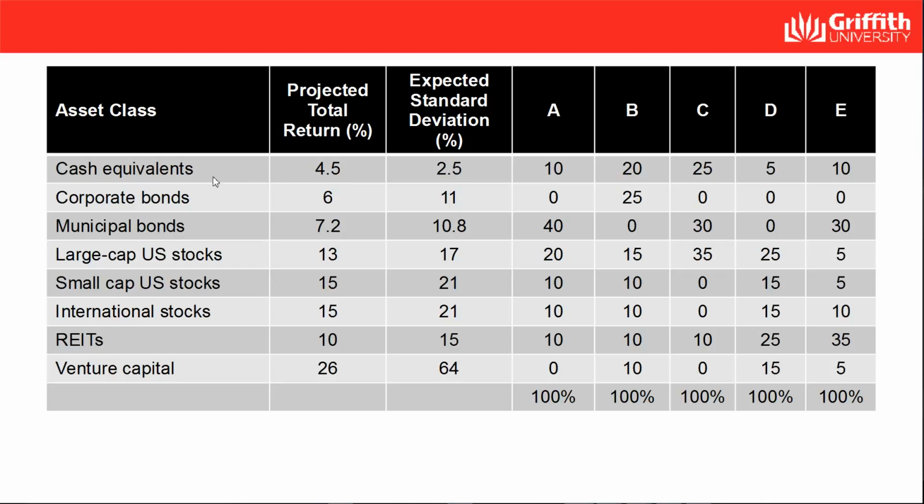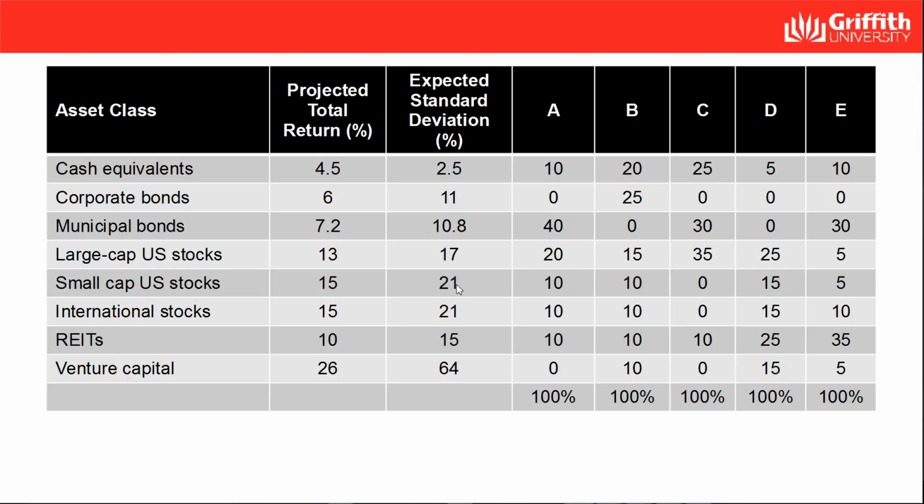Right, so we have cash equivalents. For example, projected total return is 4.5% and expected deviation is 2.5%. And as we go down the page, for the most part, we get a bit riskier to venture capital, which is 26% total return, but it has a 64% standard deviation. And standard deviation is riskiness. It's the deviation from the average.